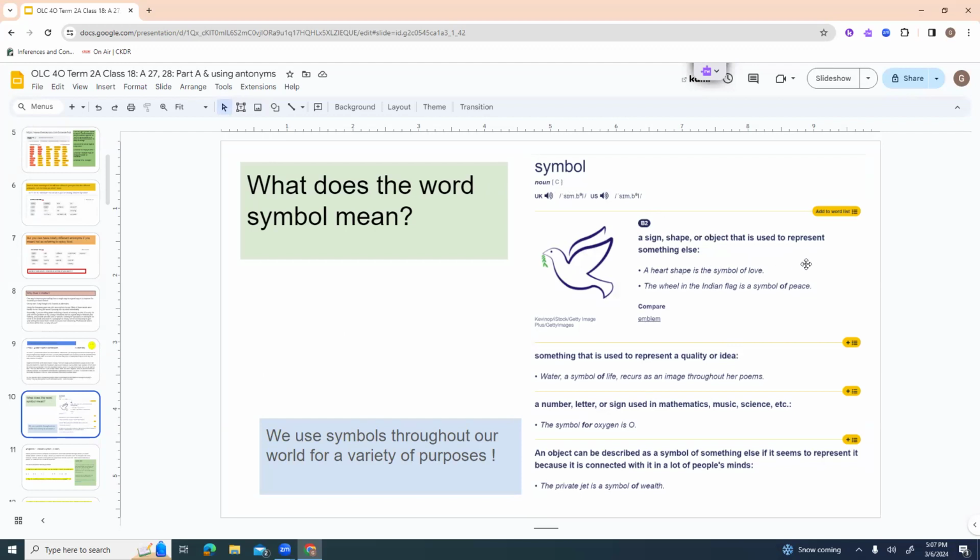So for example, a heart shape is the symbol of love. The wheel in the Indian flag is a symbol of peace. They can also use something that is used to represent a quality or an idea. Water, a symbol of life, recurs as an image throughout her poems. A number, letter, or sign used in mathematics, music, science. The symbol for oxygen is a capital O.